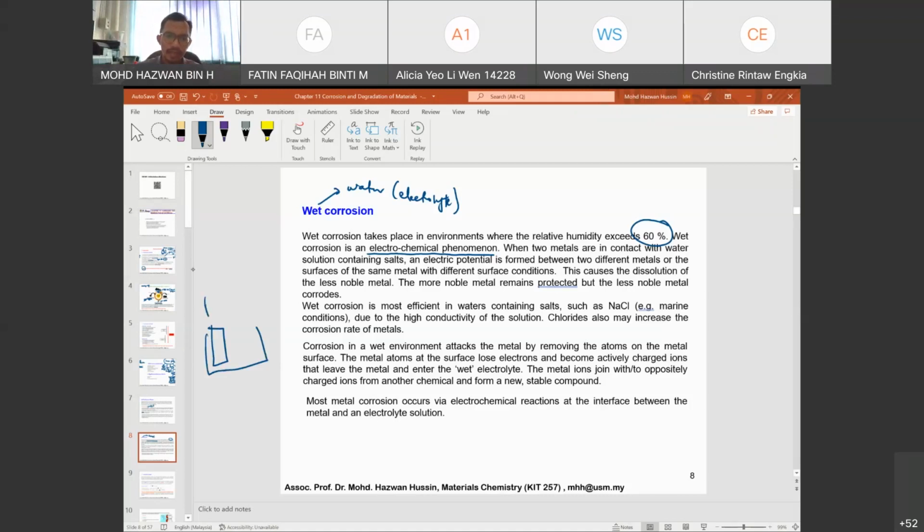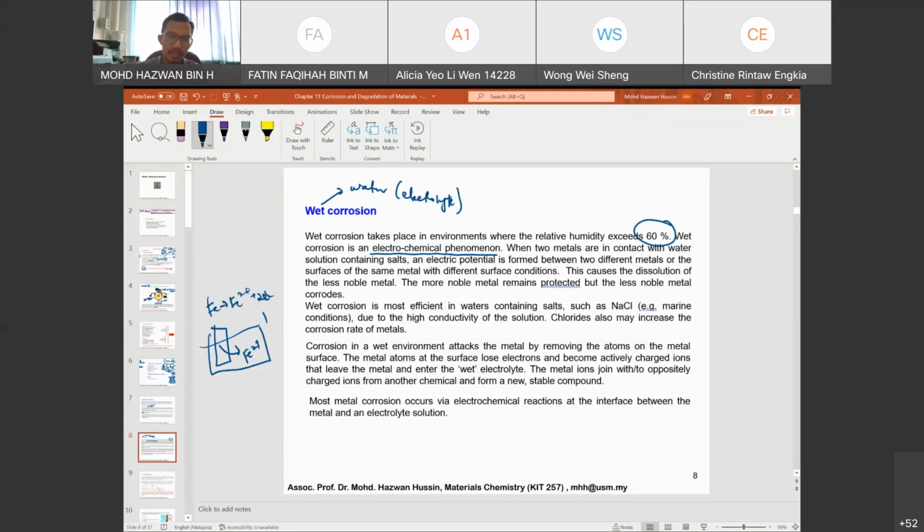So what happens is that Fe becomes Fe2+ plus 2 electrons. Then Fe2+ goes into the water, and in water you have H+ and OH-. Fe2+ is a cation and OH- is an anion, so it is easy for these two to react, and finally it can become a more stable compound as mentioned in the text. Most metal corrosion occurs by electrochemical reaction at the interface between the metal and the electrolyte solution.